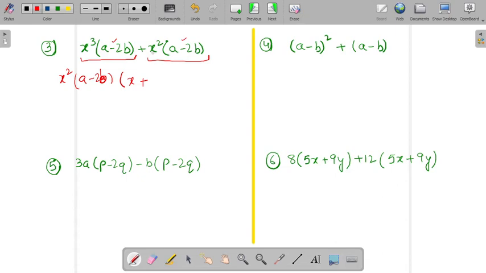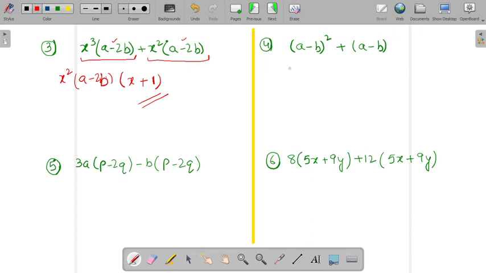So x square, a minus 2b is already outside. So what is left out? Here nothing is left. So it means 1. Okay. So this is the answer. All the terms are in multiplication form. So that's why this is called factorization.